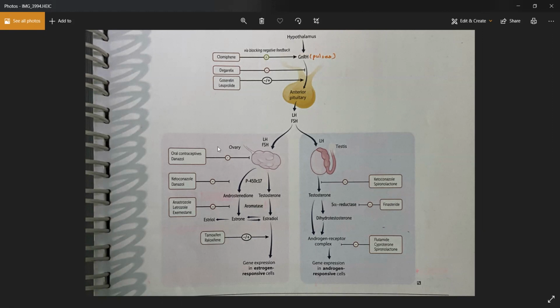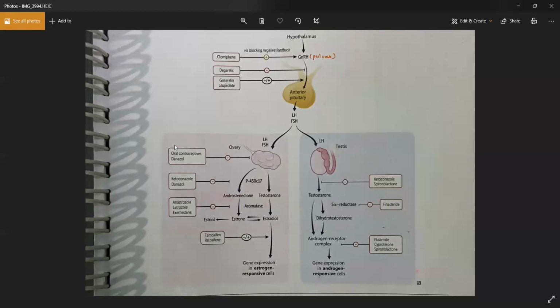This danazol is actually a synthetic androgen, and it acts as a partial agonist on the receptors. I told you the function of a partial agonist already, right? In the presence of no agonist, it will work as an agonist. In the presence of a full agonist, it will work as an antagonist. So danazol is a partial agonist.